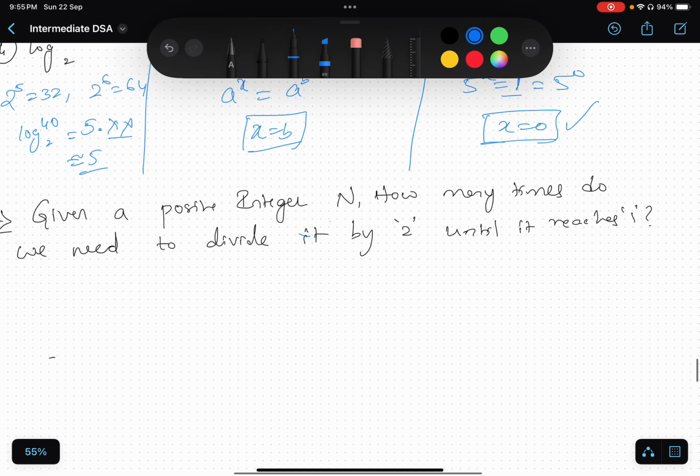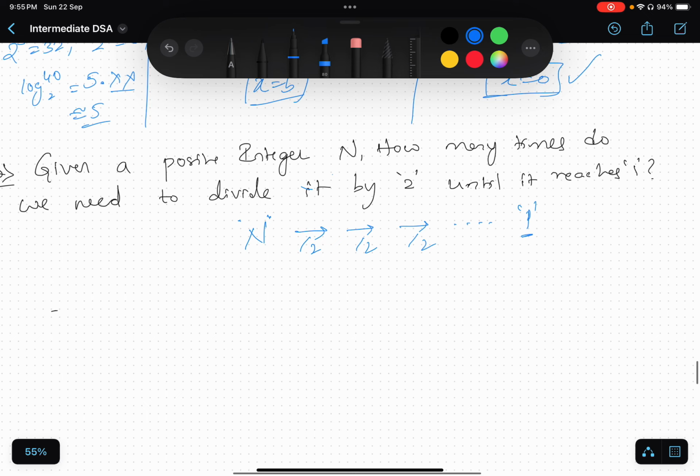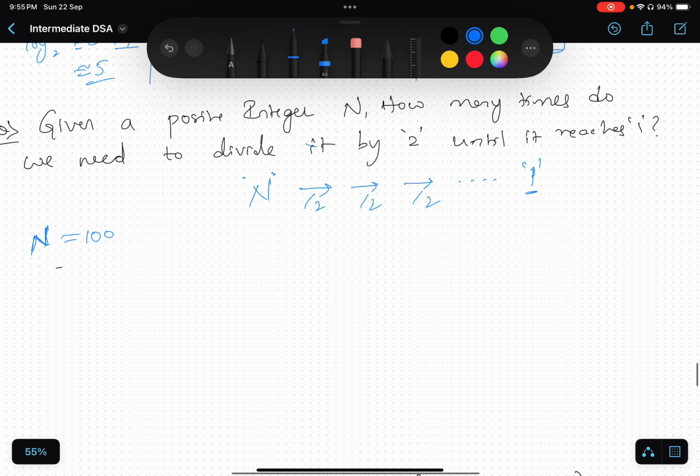Let's see. Given a positive integer n, the question is how many times do we need to divide it by 2 until it reaches 1. So you have a positive integer n, you do a series of divisions by 2, right? How many times shall I do this until I get the answer 1, right? We'll take an example and solve it. From the observations, we'll come to a conclusion, similar to how we did in the last class. Let's take n equal to 100.